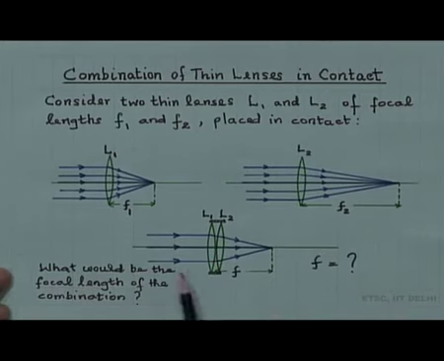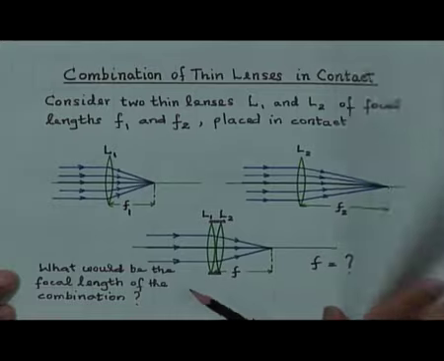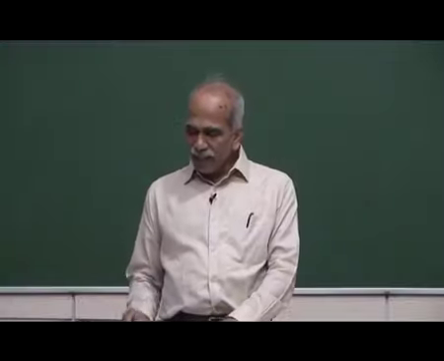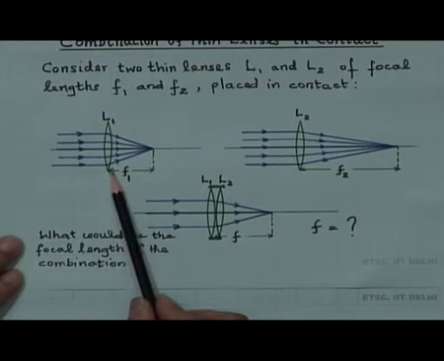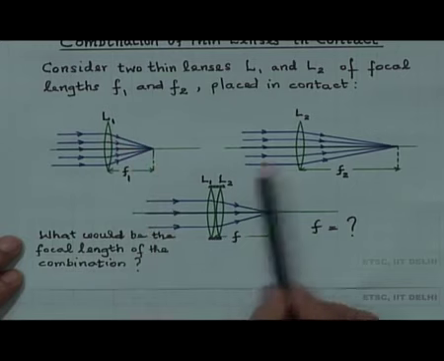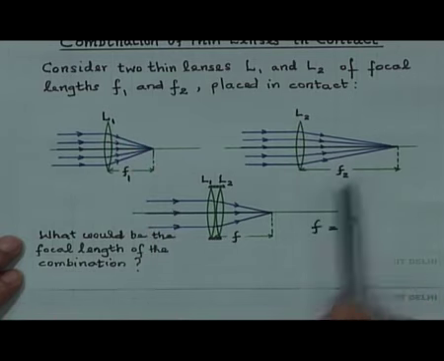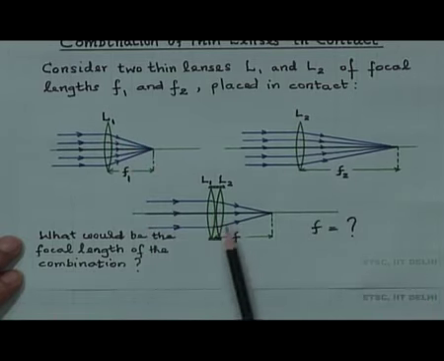So, what would be the focal length of this combination? If this has a focal length F, what would be F? That is how F is related to F1 and F2. So, this is what we have to determine. Now, there are other combinations possible. In this case, I have shown that it is converging because intuitively I know that the first lens is converging, the second lens is also converging, therefore, the combination must be converging.